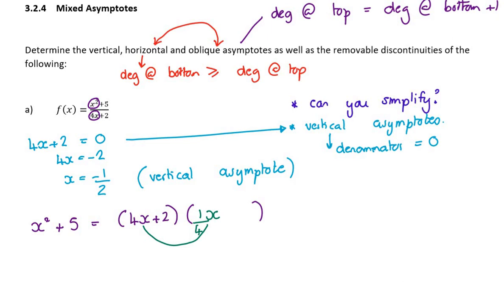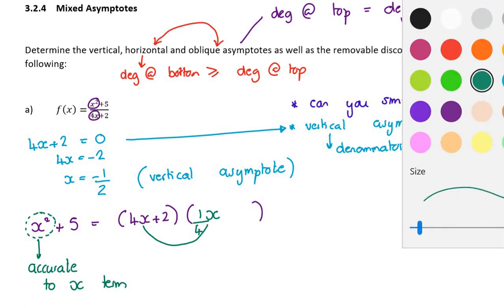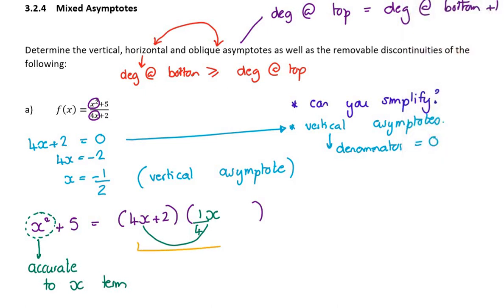Now don't forget that if this is an x squared term, what we said when we were practicing oblique asymptotes is that you need to be accurate to a degree 1 less than that. So I need to be accurate to the x term. If I multiply this out so far, 4x times a quarter x is the x squared I want, but 2 times a quarter x is a half x. Now, that's not accurate. Because this isn't accurate, I'm not finished.